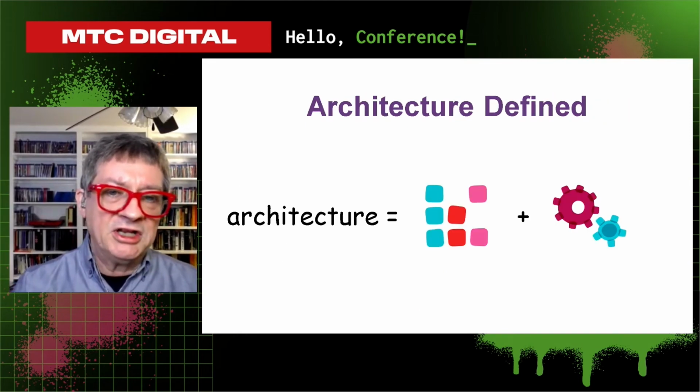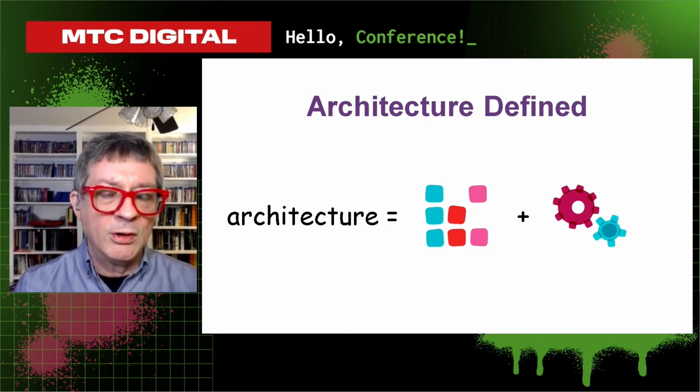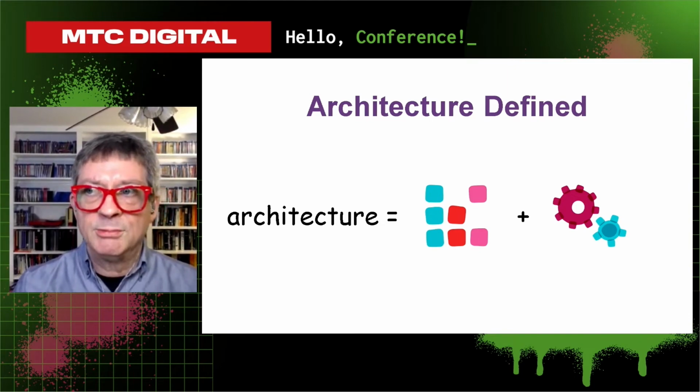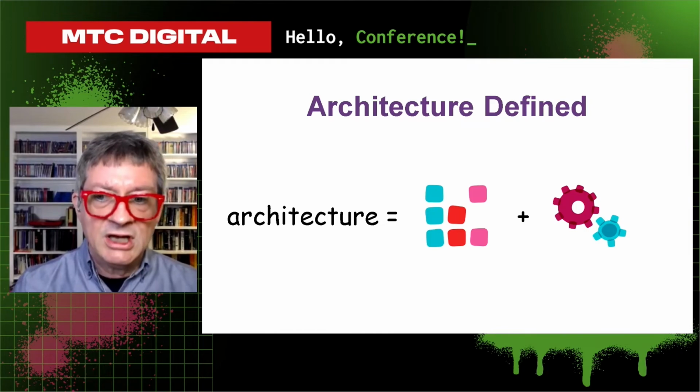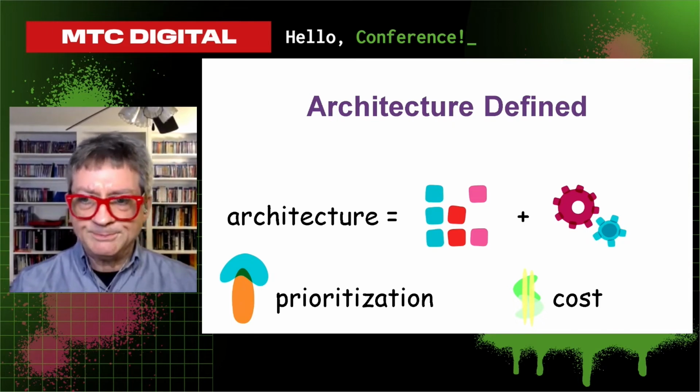We believe that the definition of architecture is changing. We still have pictures, but I think more and more we can define architecture by fitness functions and governance, which changes the way we think about prioritization, and it also changes the way we think about things like cost.